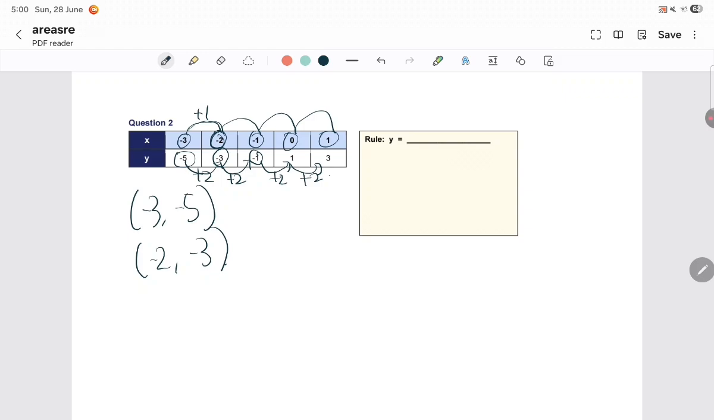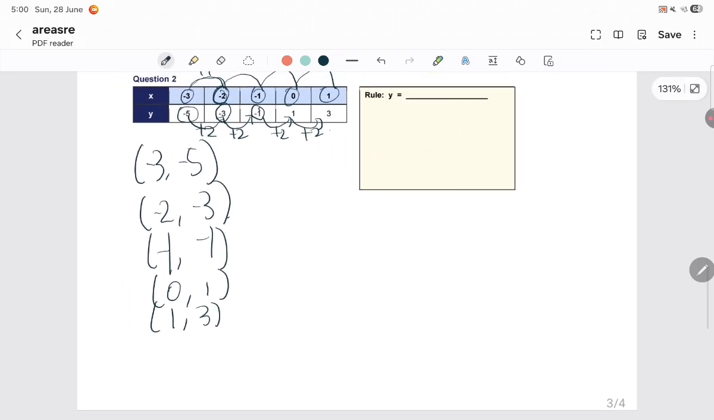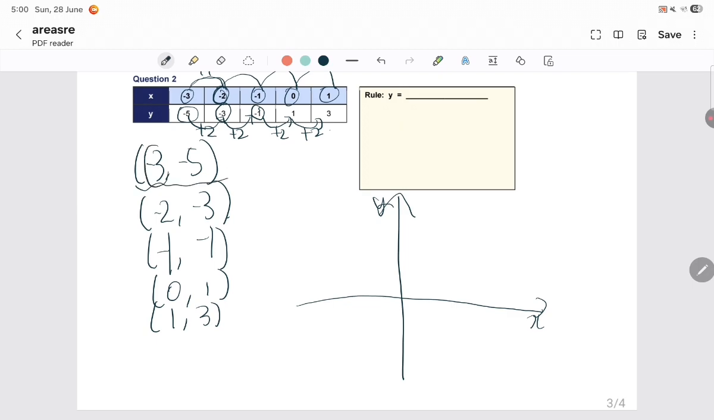So let's plot these points first then. Minus 1, 0, 1, and 1, 3. I think we need a little bit bigger Cartesian plane this time. So let's do this one first. So negative 3. This time, go to the left. Go 3 steps left. So here, minus 3. And then go down 5 times. 1, 2, 3, 4, 5. That's here. Minus 3, minus 5.